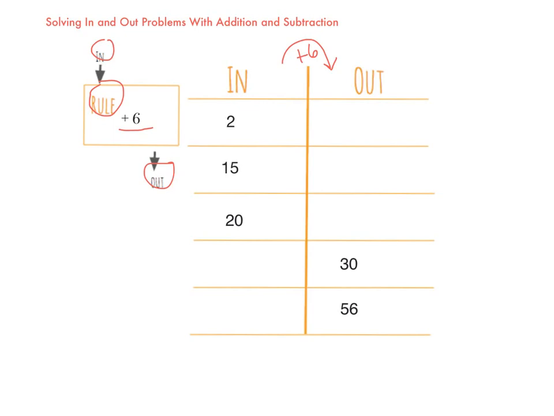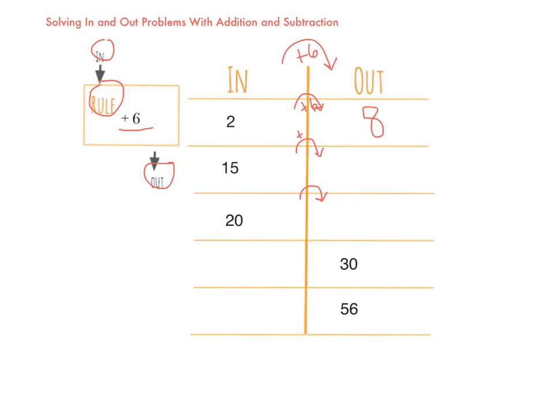This is very similar to our frames and arrows. It's just a different setup. So what you can do is you can draw an arrow between each line to help you to remember exactly what your rule is, +6. So let's start from our in to our out. So we're going to do 2 + 6, which is 8.